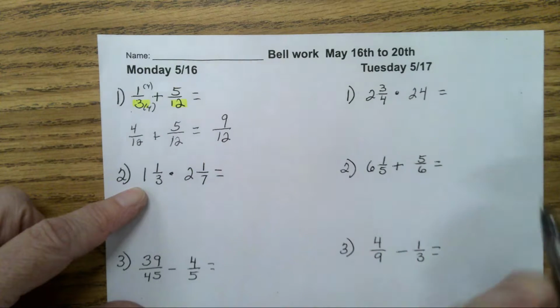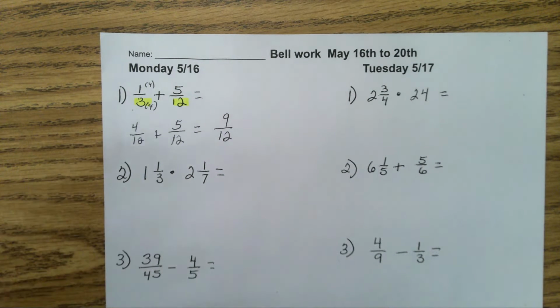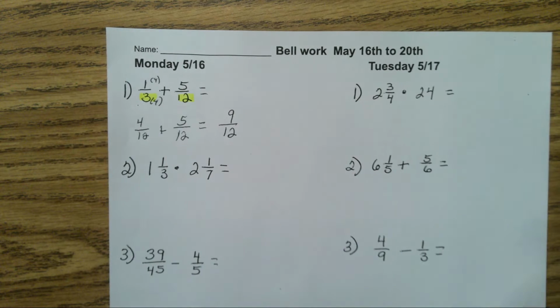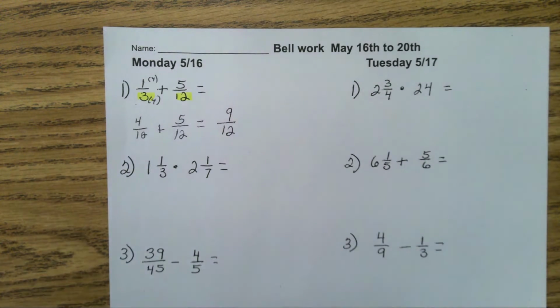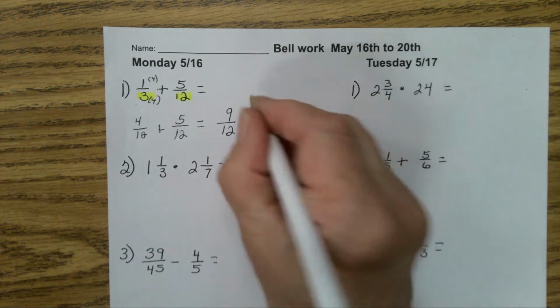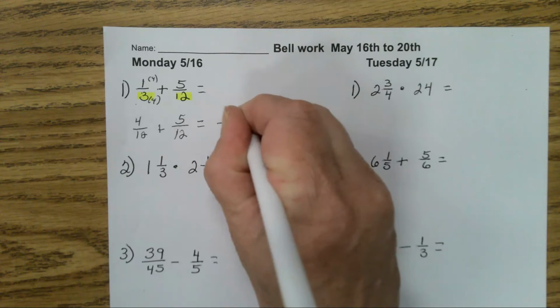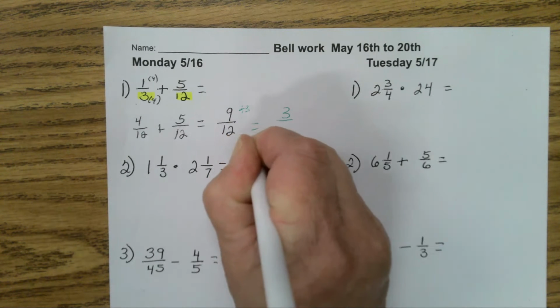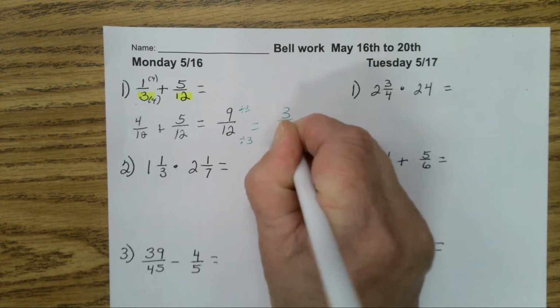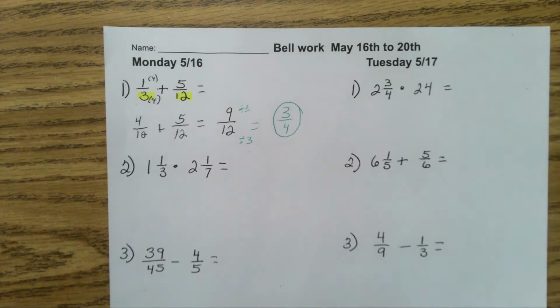Now it doesn't say to simplify these, but we are going to go ahead and simplify, and I would like for you to simplify your answers. What will divide a 9 and a 12? What's its common factor? 3. Yeah, 9 divided by 3 is 3. 12 divided by 3 is 4. The answer to number 1 is 3/4.